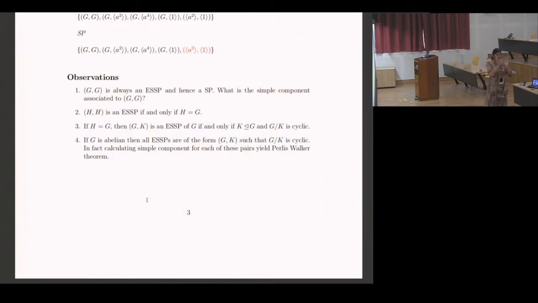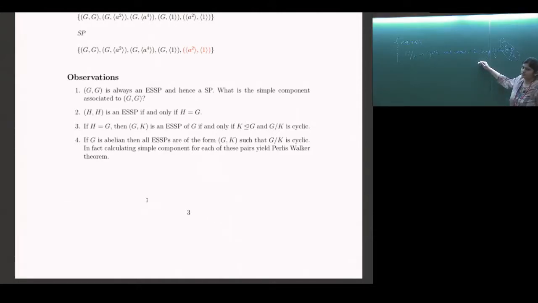G comma G is always an extremely strong Shoda pair, and you cannot have H comma H as an extremely strong Shoda pair if H is not G. Why? Can you see the reason? Because the quotient will be trivial, right? It cannot be a maximal abelian subgroup of a non-trivial group. So that's not the case. And if the first part you're taking as G, then that happens to be an extremely strong Shoda pair if and only if G mod K is cyclic.